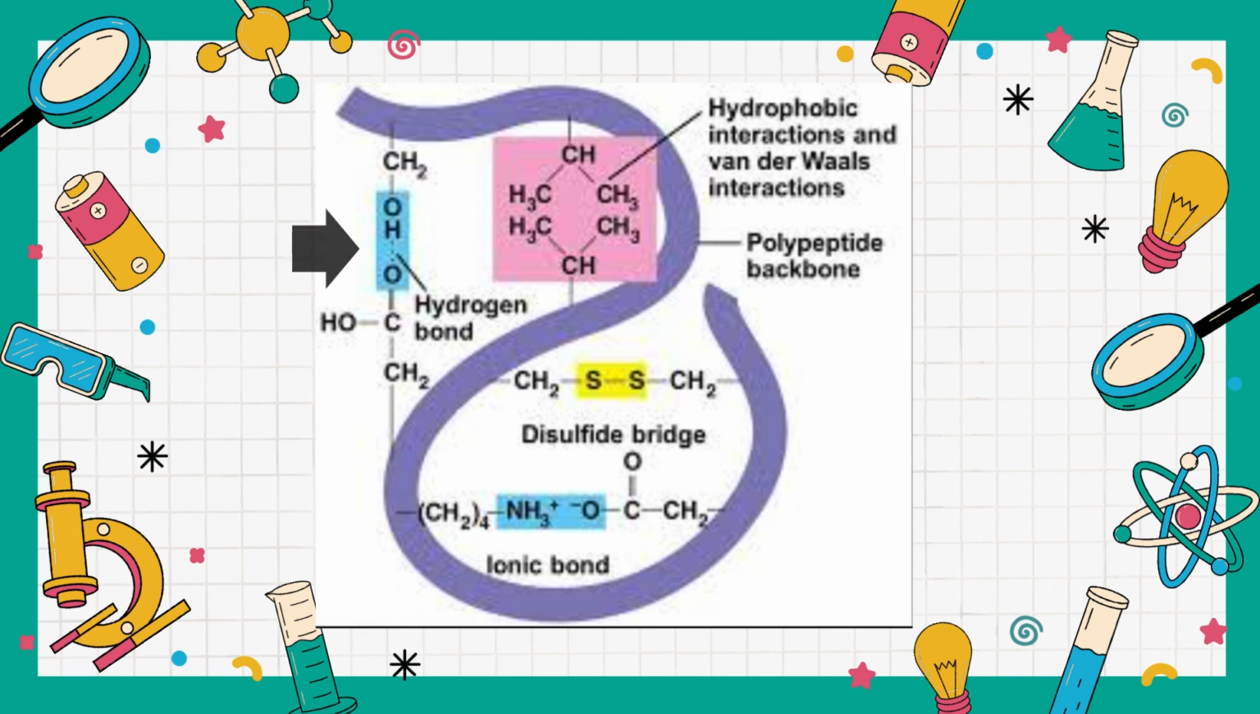Second one is hydrogen bonding. This occurs between the electronegative atoms, oxygen or nitrogen, of one amino acid and the hydrogen atom of another amino acid, forming a weak yet important bond that contributes to protein structure.